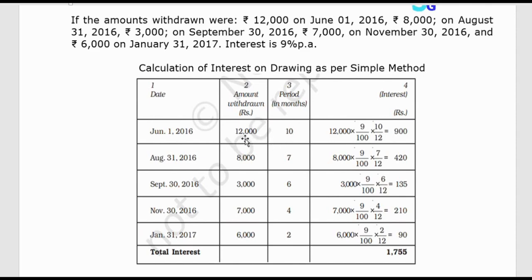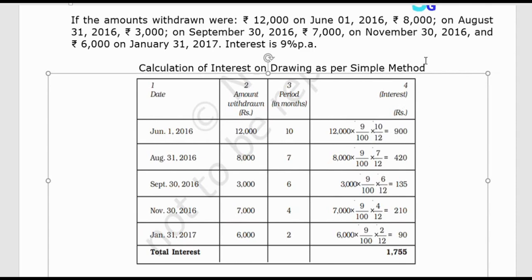Now very simply you have to calculate the interest on this figure for this many months, that much only. So 12,000 into 9 by 100, the interest rate is 9 by 100, into for 10 months, 10 by 12. And if you calculate it, then you'll get 900 as the interest.